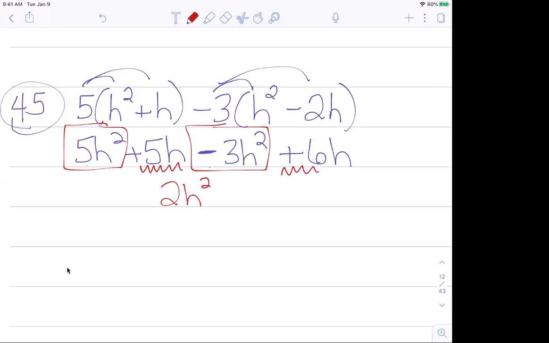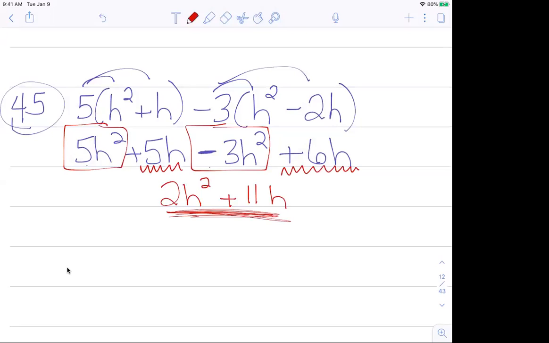5h and 6h. And what do you get when you combine them together? 11h. Perfect, nice job. So here's my answer: 2h squared plus 11h. I can't do anything else with them because they are different. One is an h squared, the other one is an h. So they're not like terms.